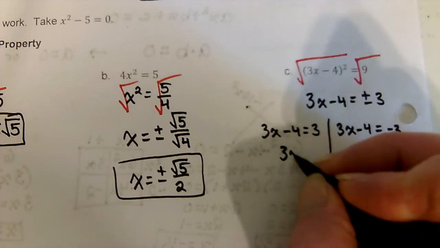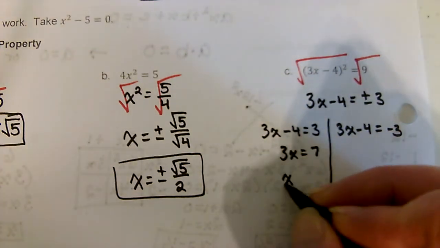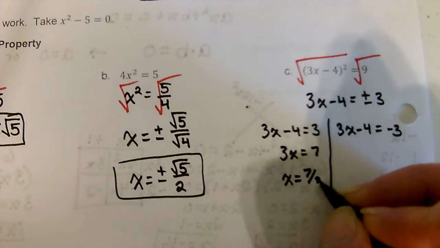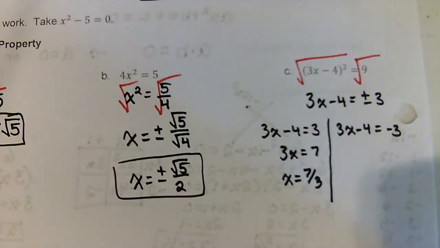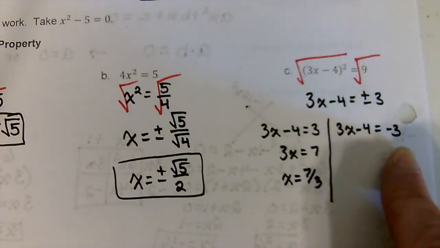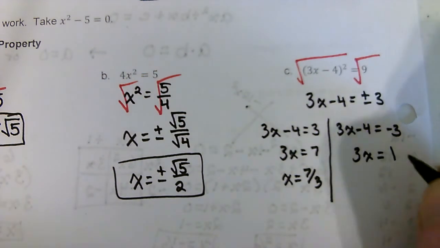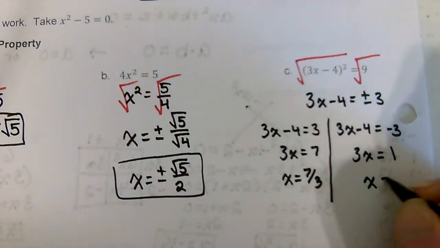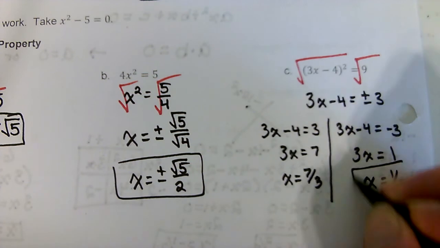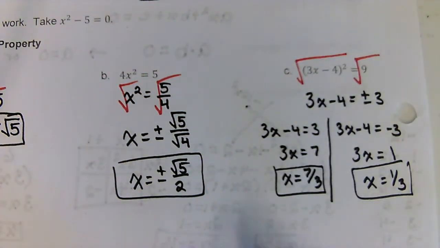I'm going to add 4 over here and get a 7. So then I have x equals 7/3. Now some people will go, well then the other one must be negative 7/3. No, no, no, no, no. You have to solve the equation. So if I add 4, I'll get 3x equals 1 and x equals 1/3. And that's my two solutions.